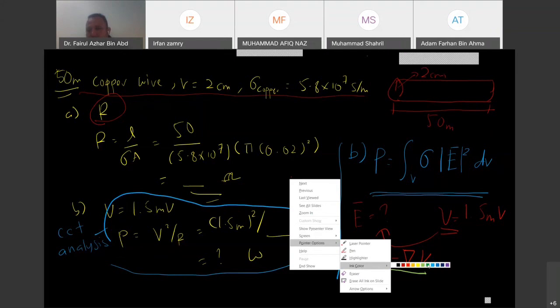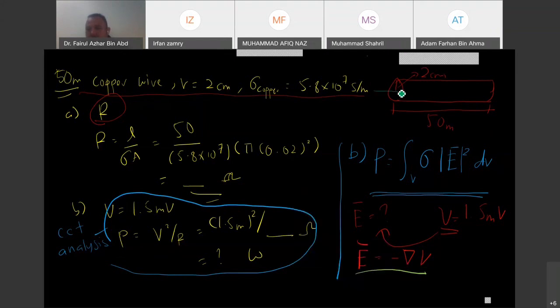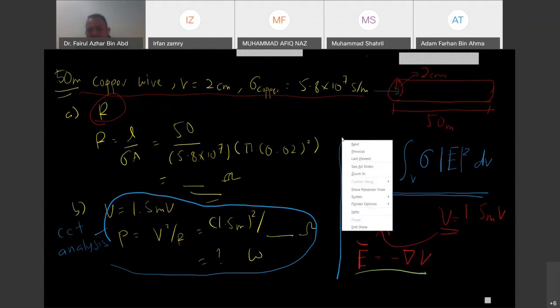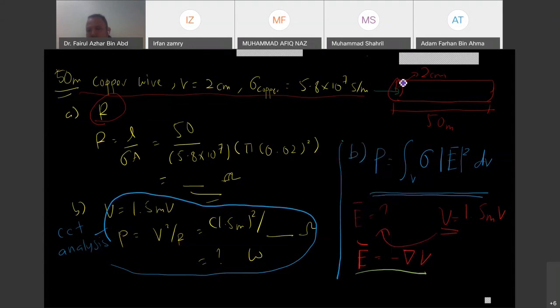In a normal conductor, the current will flow in this direction. So the L here represents the length of the copper wire, and the cross-sectional area is the area that is perpendicular to the current direction. In this case, the area should be this surface.